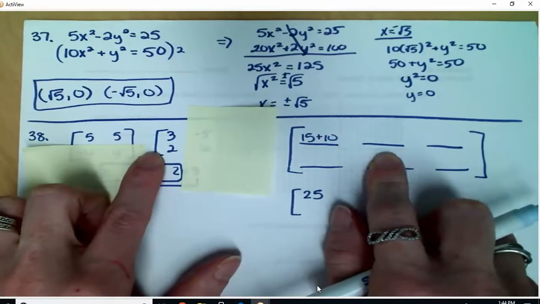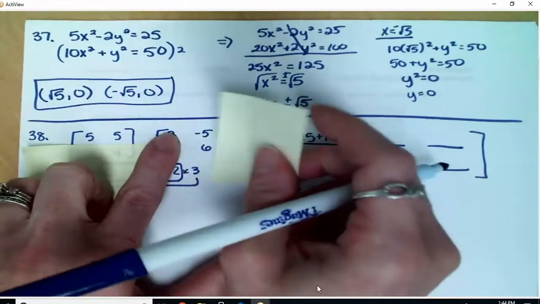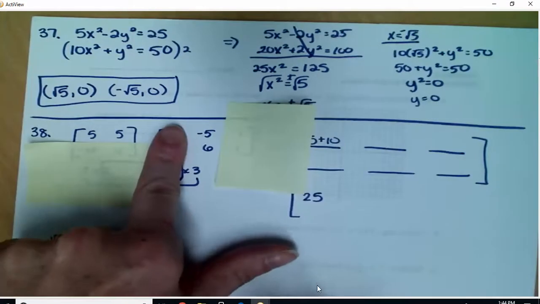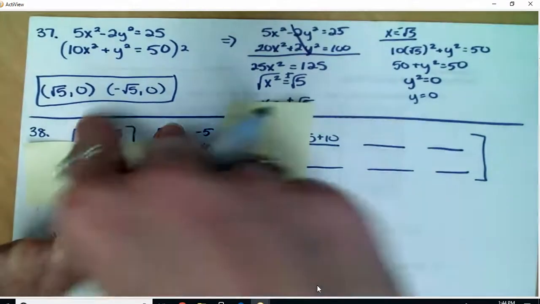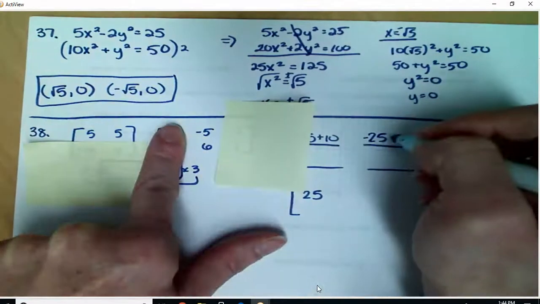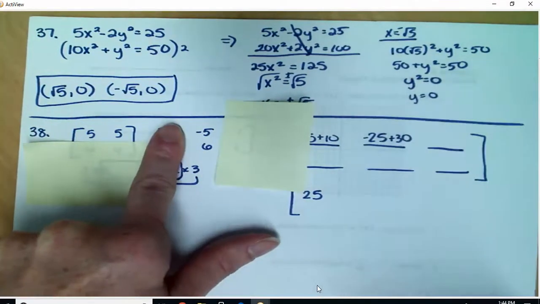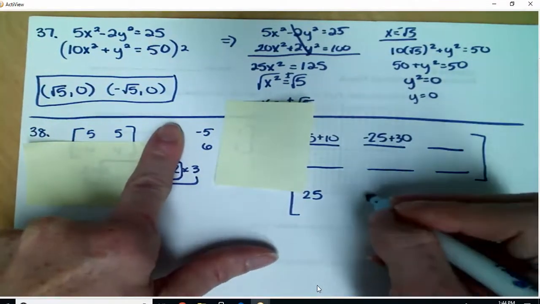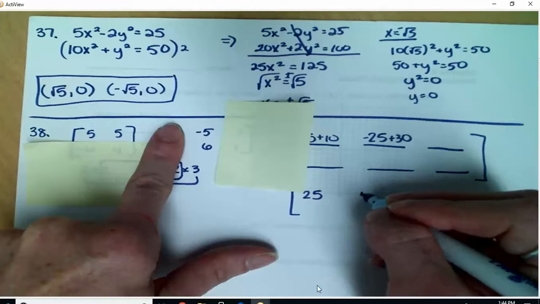Moving down the row. This is row 1, column 2. So you're going to take row 1 times column 2. So 5 times -5 is -25. 5 times 6 is 30. -25 plus 30 is +5.